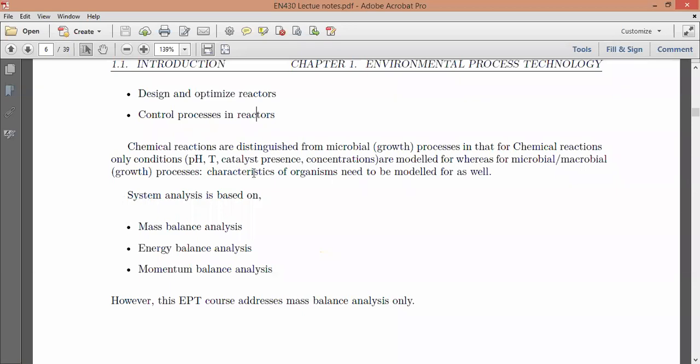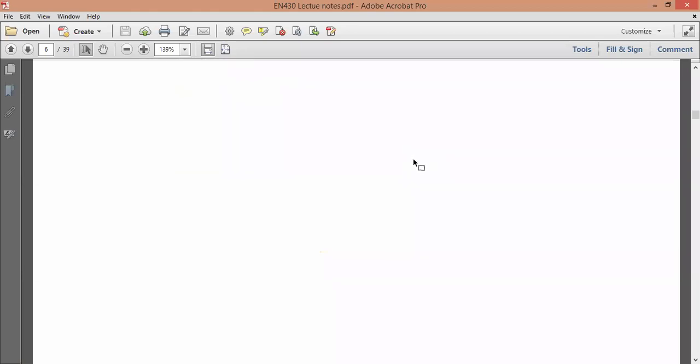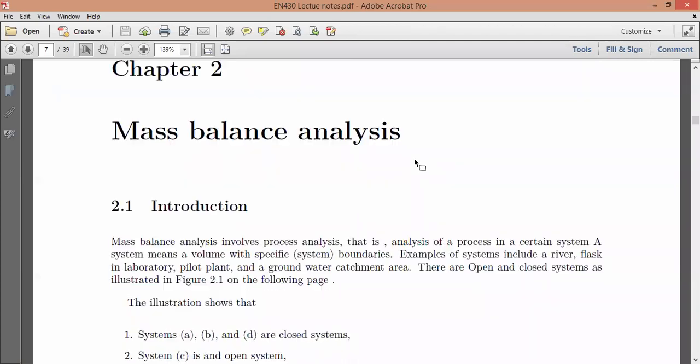Okay, another exam question is system analysis. What is system analysis based on? So on the analysis of a system. This is based on 3 components. There's mass balance analysis, there's energy balance analysis, and there's momentum balance analysis. The other 2 are a bit beyond the scope of this course. What we are going to concentrate on, you and me, is mass balance analysis, which is the first thing that we're going to look at. Okay, so it says here also that this EPT, environmental process technology, course addresses mass balance analysis only, which is a bit easier actually.